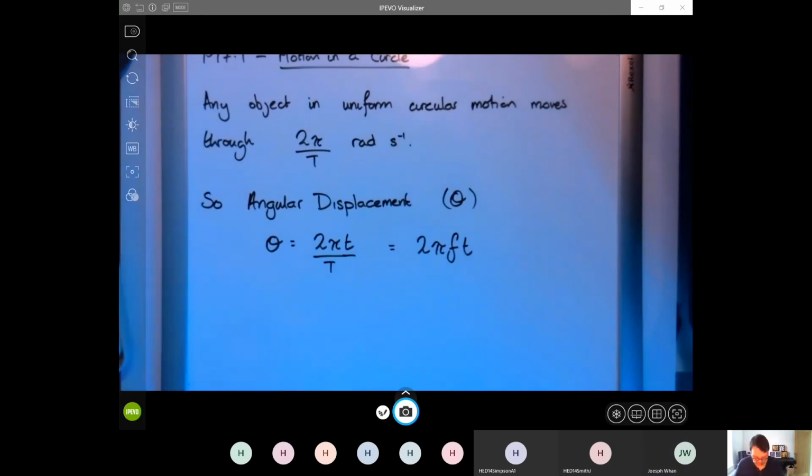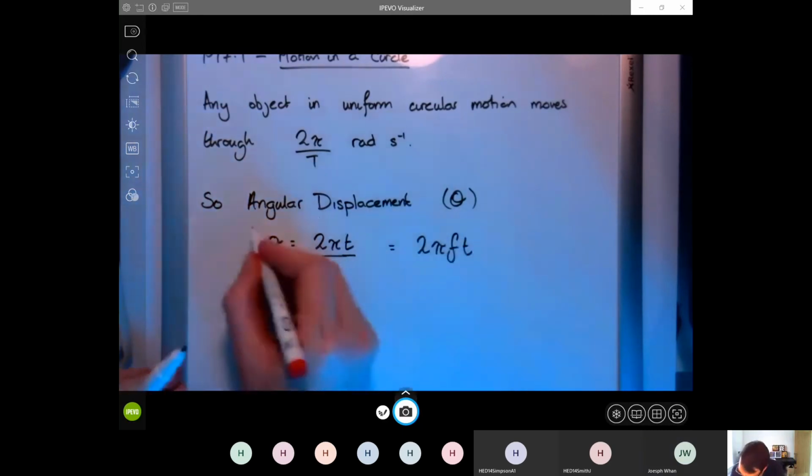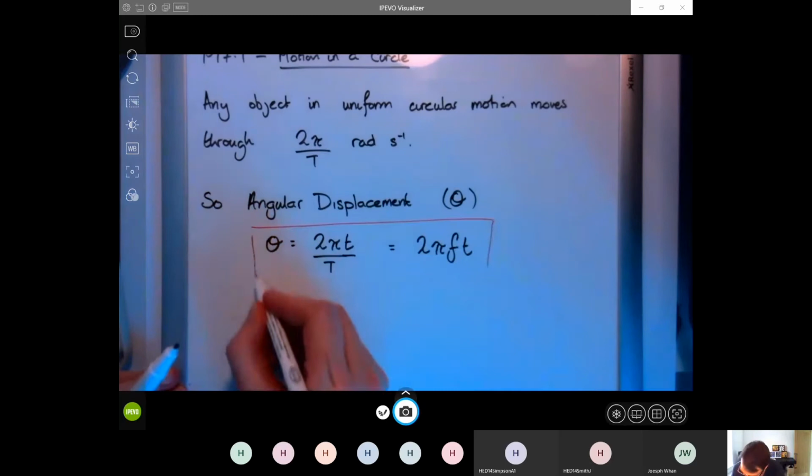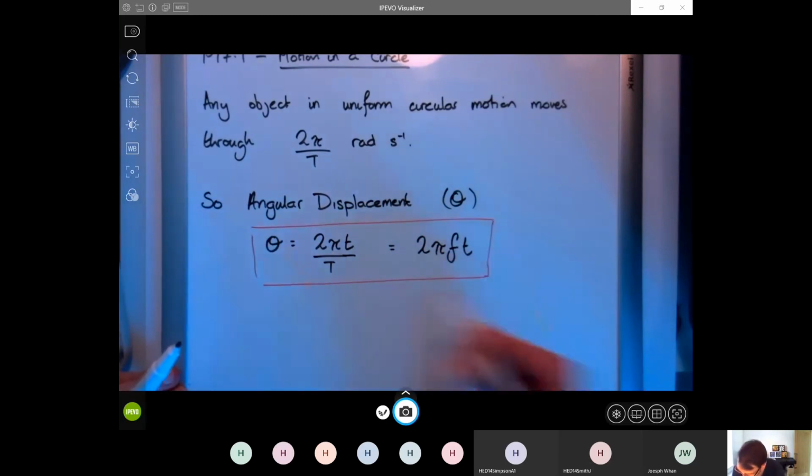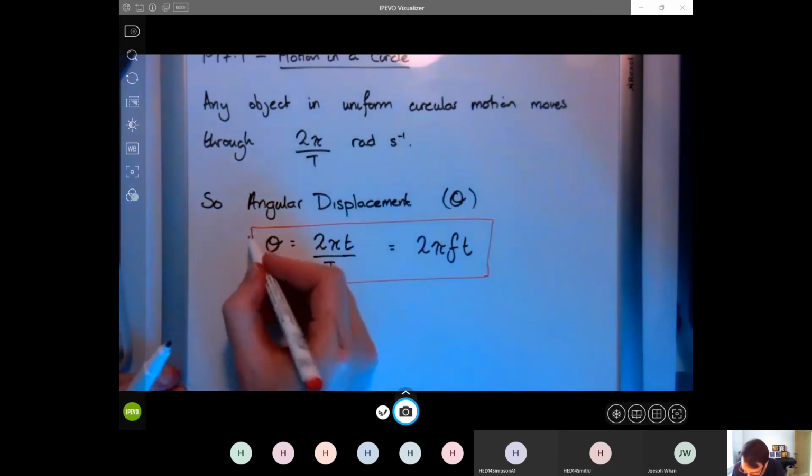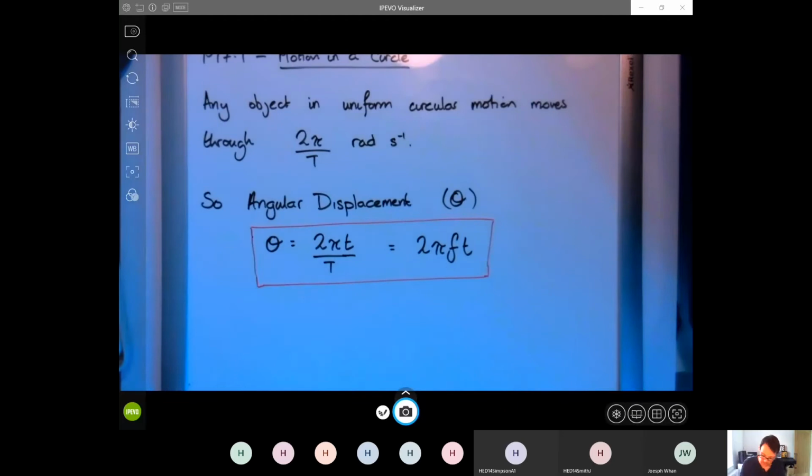So that's an important equation. In fact, let's box it. Those are both very important equations that you're expected to know and use. And we'll do an example of those in a moment. But let's do one more.